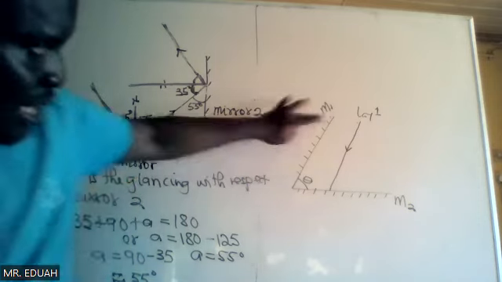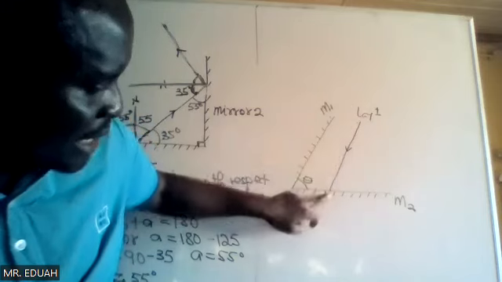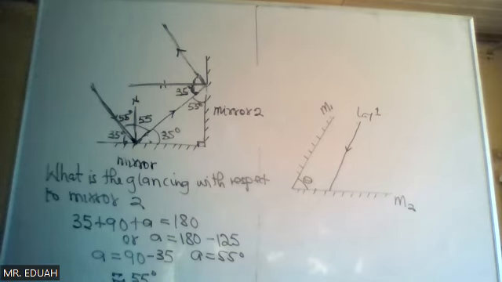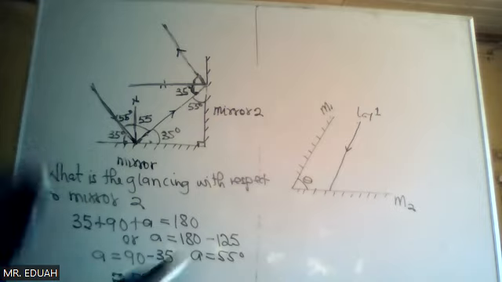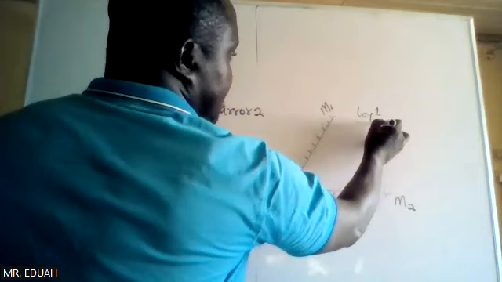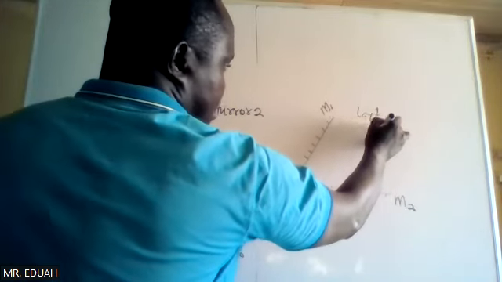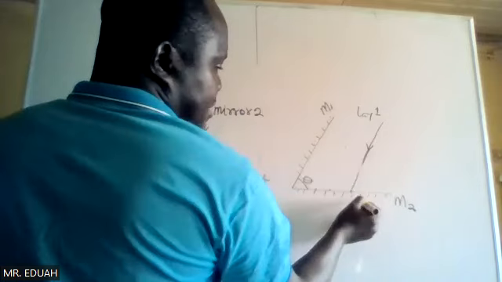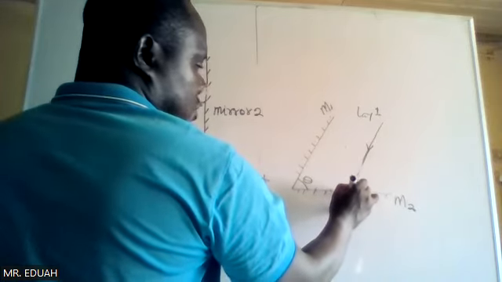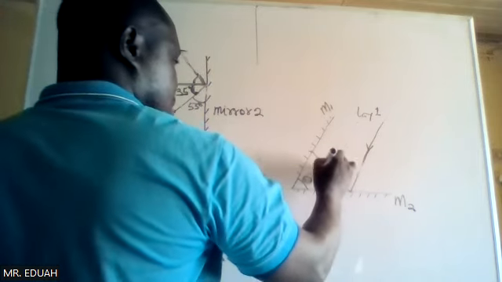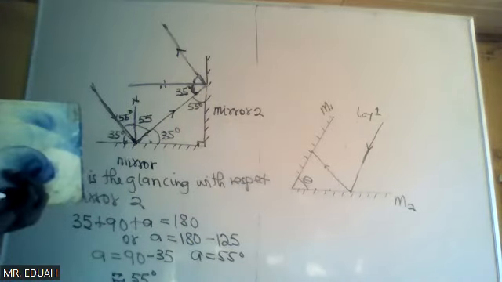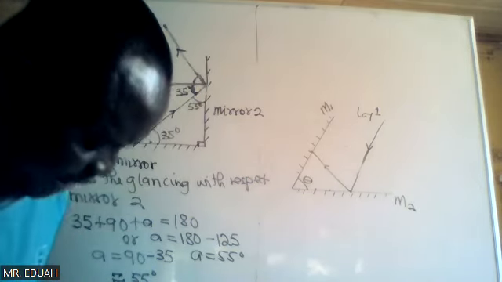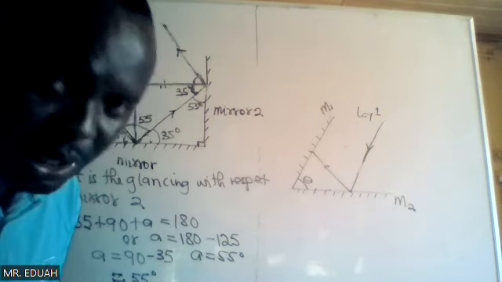Strikes M2, yes. So the ray of light 1 parallel to M1 strikes M2, and after 2 reflections, so 1 reflection will be this. So I've drawn one of the reflections. And after 2 reflections, the ray 2 becomes parallel to M2.